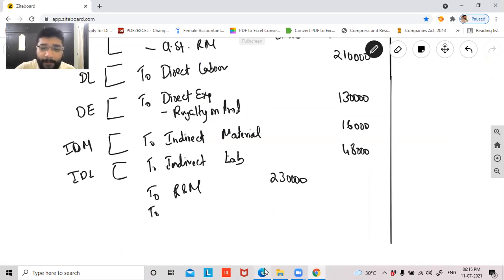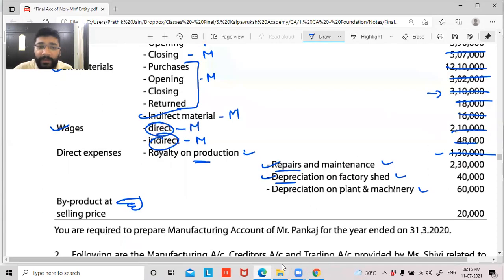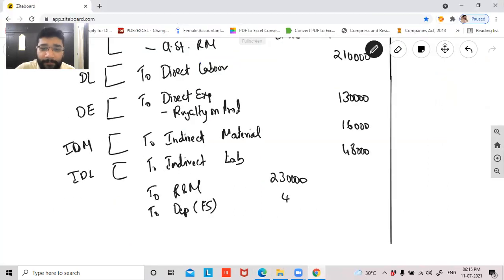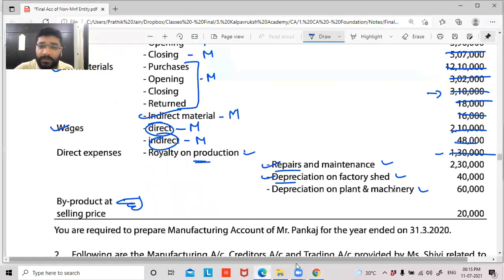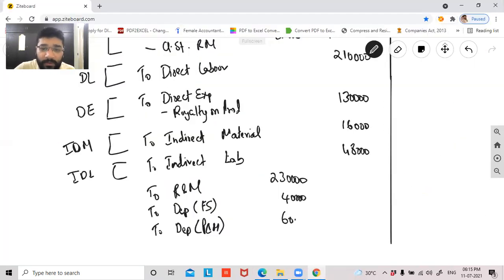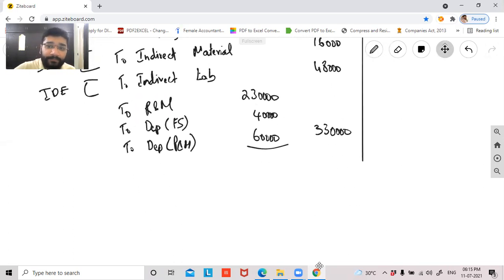Then depreciation on factory shed. Full form you have to write, guys, which is 40,000 rupees. And depreciation on plant and machinery, which is how much? 60,000 rupees. So 60 plus 40 is 1 lakh. 1 lakh plus 230 is 3,30,000 rupees, which is my total indirect expenses.